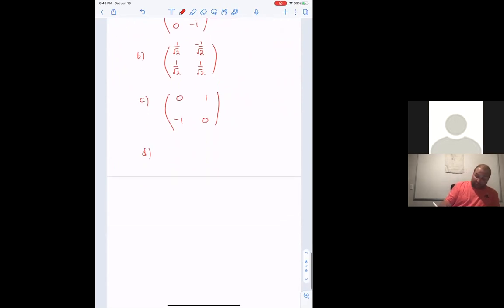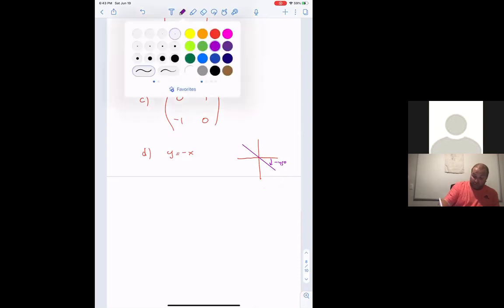D, a reflection in the line y equals -x. Well, here's y equals -x. It looks like this, which gives me a theta of -45 degrees. But notice that tangent of -45 degrees is -1.